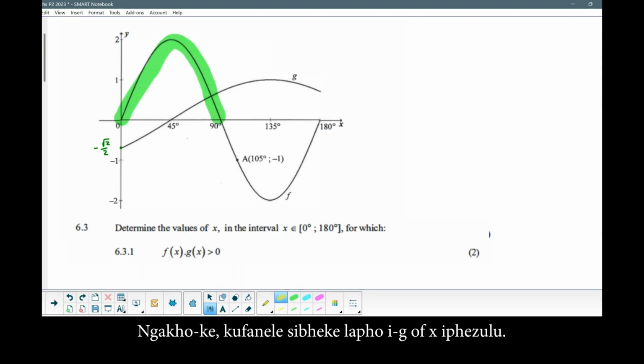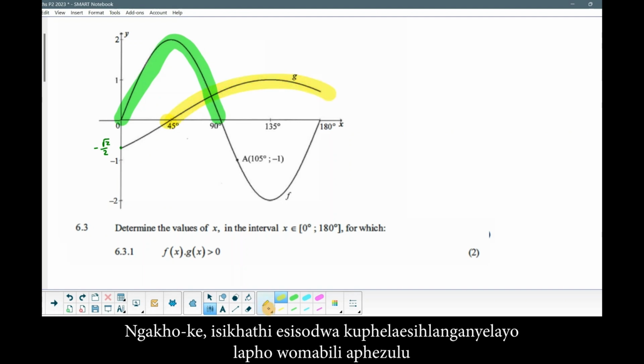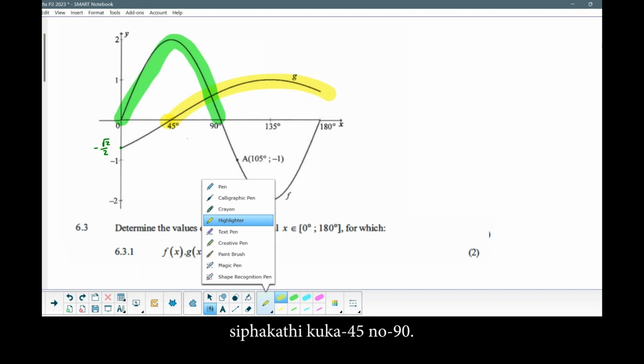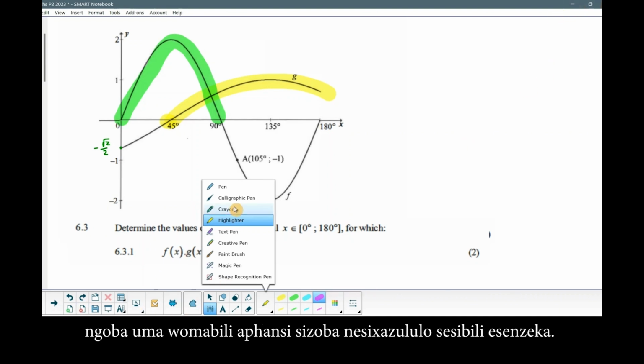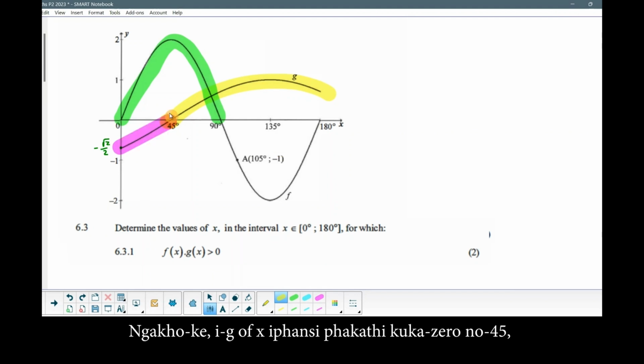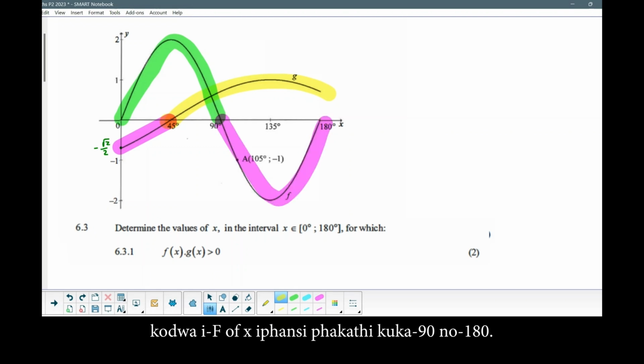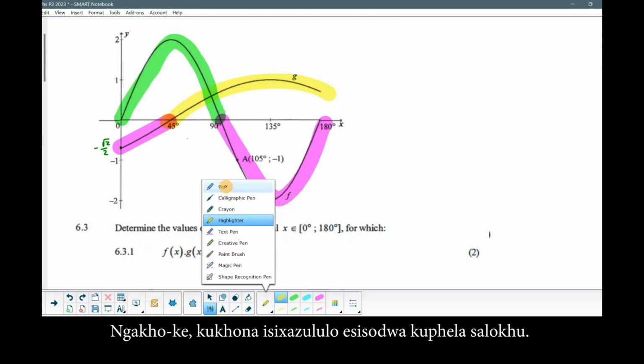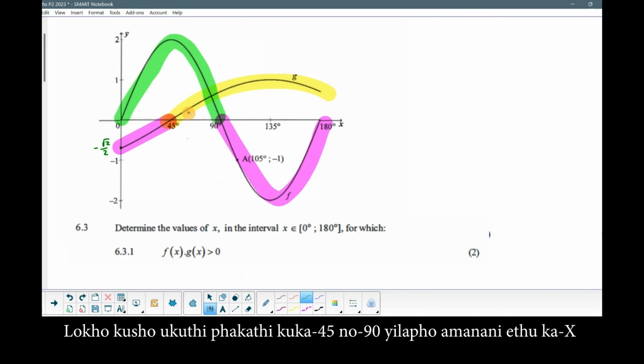So we now need to look at when g of x is positive. G of x is positive there. So the only overlapping time that they are both positive is between 45 and 90. Let's have a look at where both graphs are negative. G of x is negative between 0 and 45, but f of x is negative between 90 and 180. There's no overlap as to when both are negative. So there is only one particular solution for this one. That means between 45 and 90 is where our x values lie.